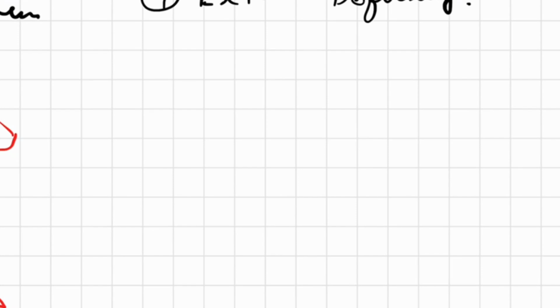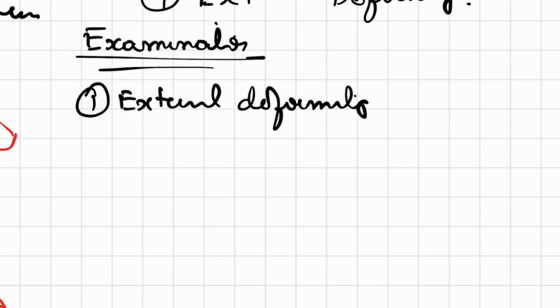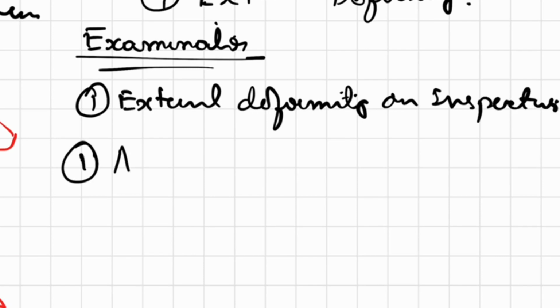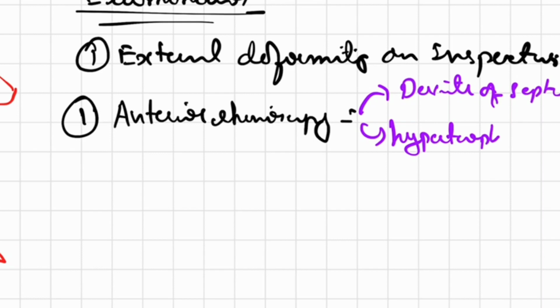Next part, we see what we can find on examination. We can see external deformities on inspection of the external nose. On anterior rhinoscopy, we can see the following points. We can see deviation of septum, hypertrophy of turbinates. We can see any sinusitis if present.